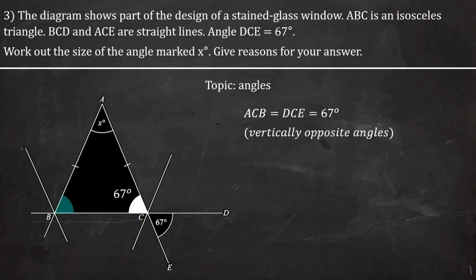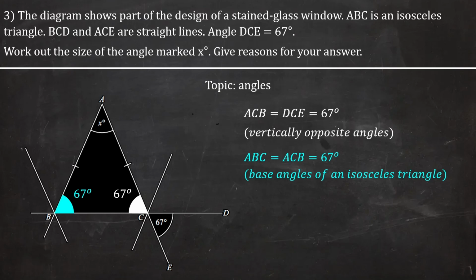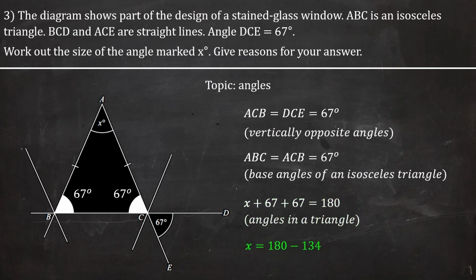From there we can find angle ABC, because ABC is going to be the same as angle ACB, which is 67 degrees, and the reason for that is that they're both base angles of an isosceles triangle. Put that in the diagram. Then from there we can find x, because x plus 67 plus 67 is going to be equal to 180 because of angles in a triangle. So x is going to be equal to 180 minus 134, which is 46 degrees.